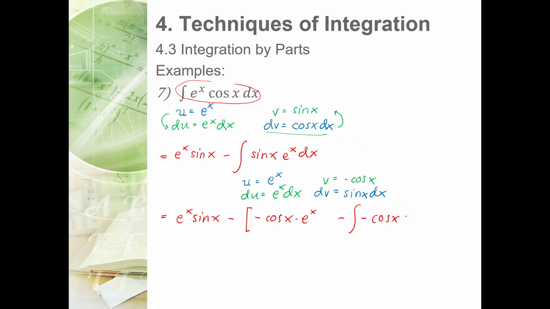Negative cosine x e raised to x dx. So distributing the negative sign, we get e to the power of x sine x plus e raised to x cosine x. So minus, that's minus the integral of e to the power of x cosine x dx. So it flipped, no? So what's the difference between the earlier term and this term that we solved?